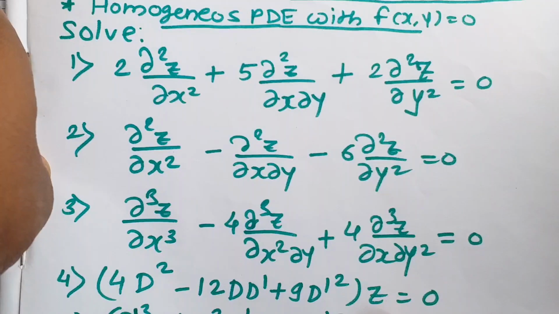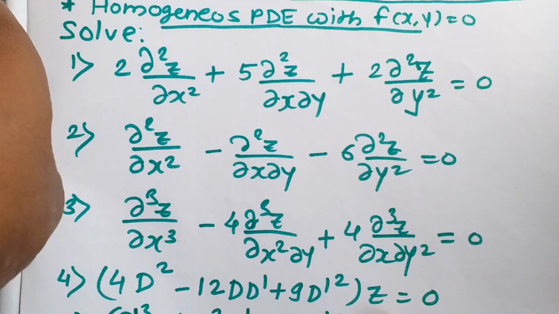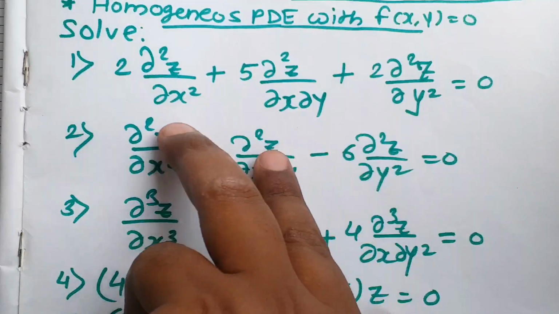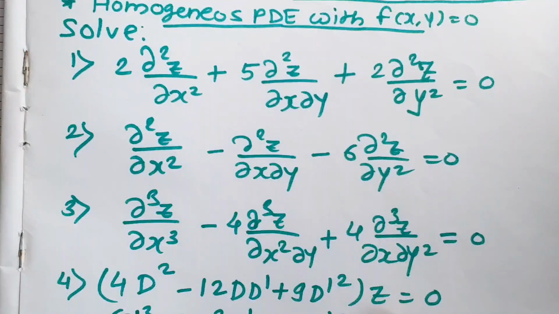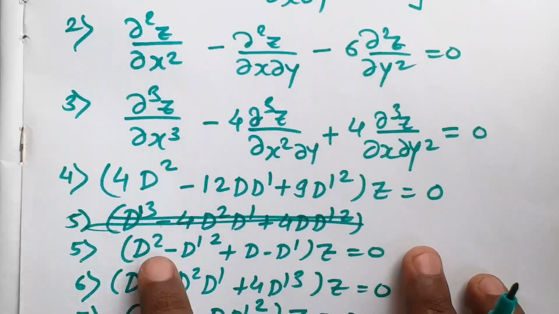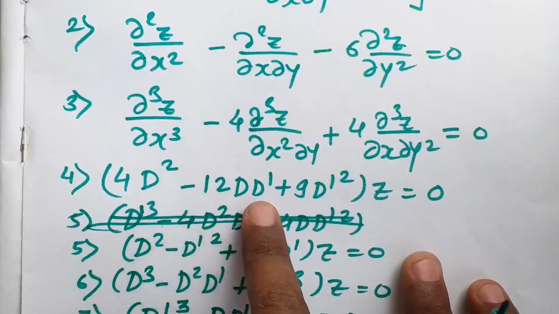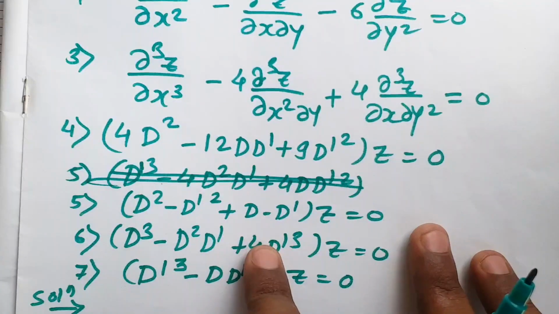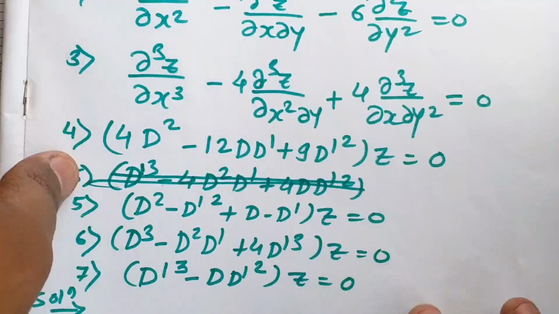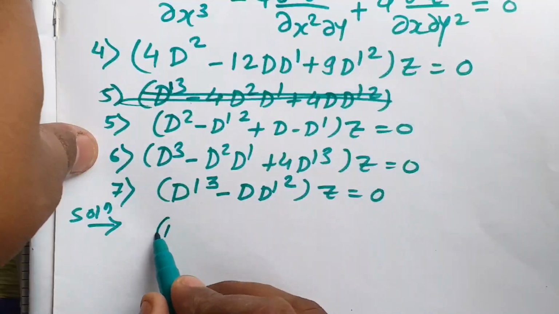It is 2 del 2 z by del x square plus 5 times del 2 z by del x del y plus 2 times del 2 z by del y square. Whenever our equation is in terms of this type of partial derivatives, first we replace the derivatives by D and D dash. If it is already in the form of D and D dash, there is no need of doing that replacement.